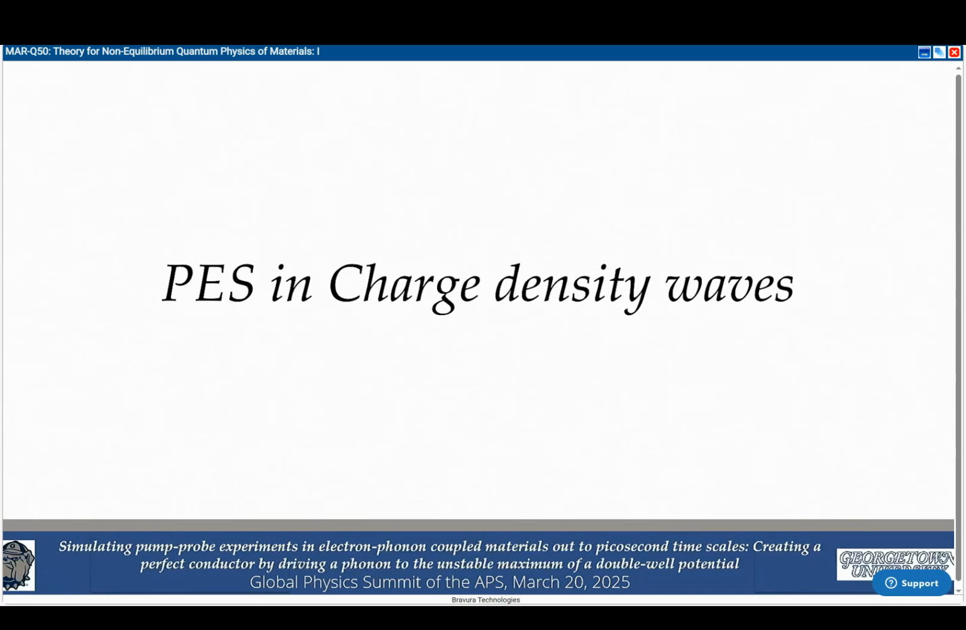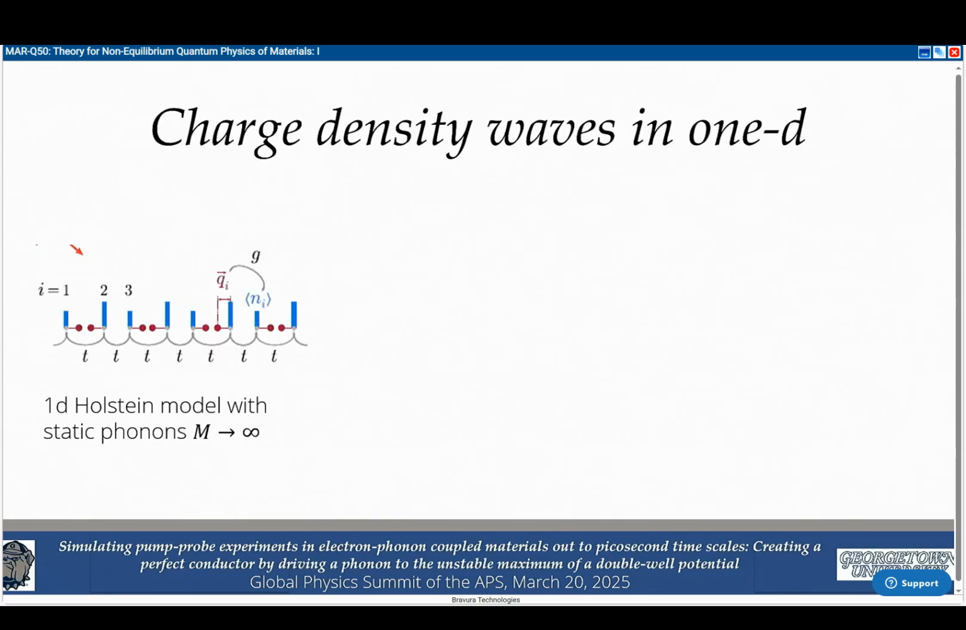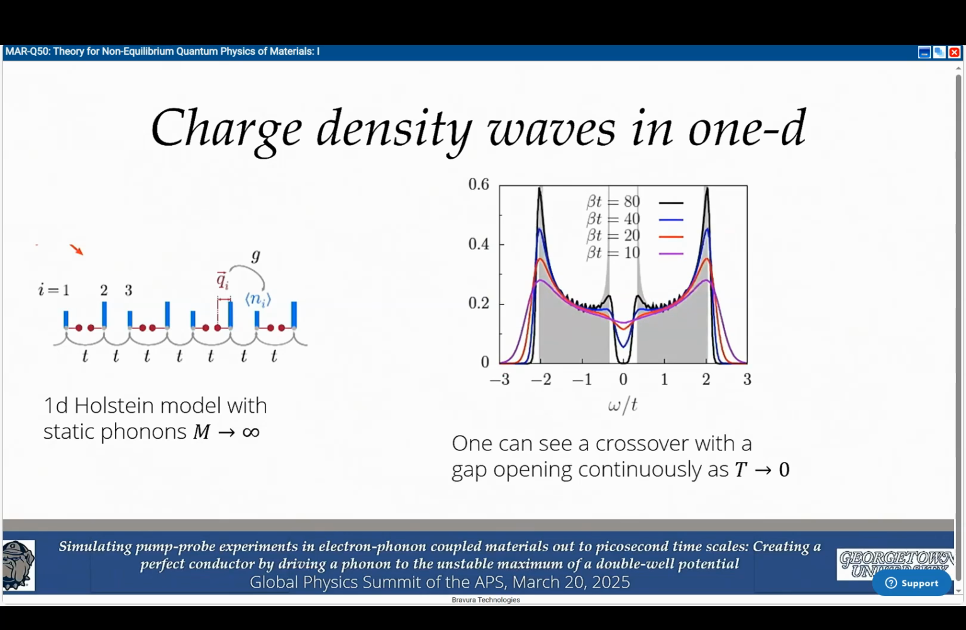I'm going to now tell you about this in charge density waves. We're working in one dimension. We're looking first at a Holstein model. Holstein models have static phonons in them, and we're first looking at the limit where the mass is infinite. We will then later look at adding Ehrenfest dynamics into that with non-zero masses. Even in one dimension, there's no finite temperature phase transition, but as you lower the temperature, you start off at high temperature with something that looks like a pseudogap that deepens, and then eventually when you get to zero temperature, you do have something that forms into a nice charge density wave looking density of states.